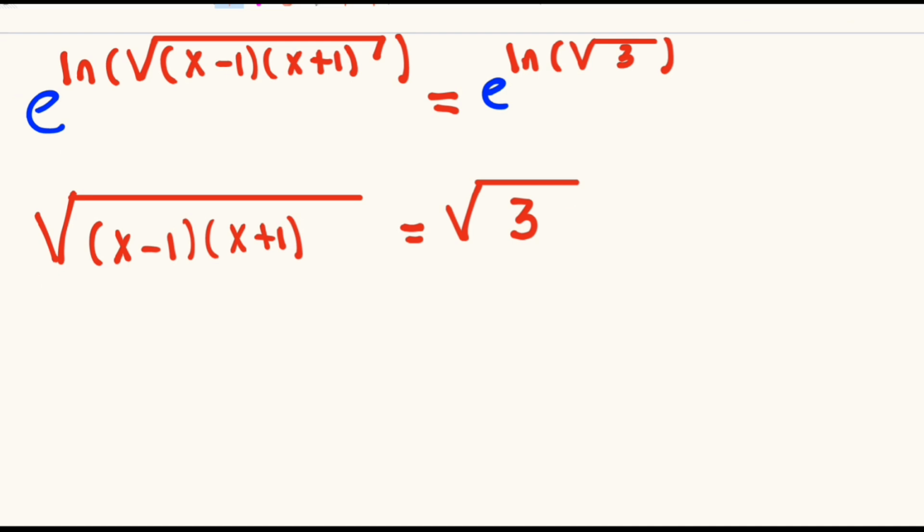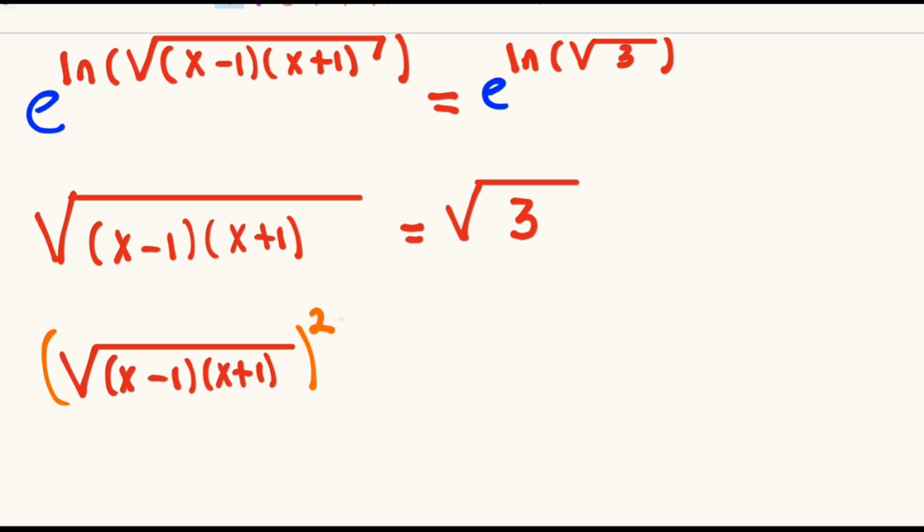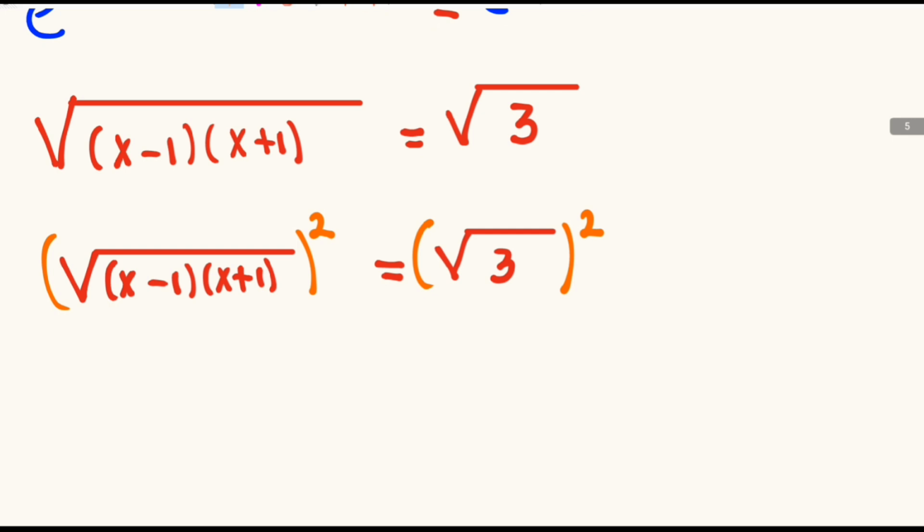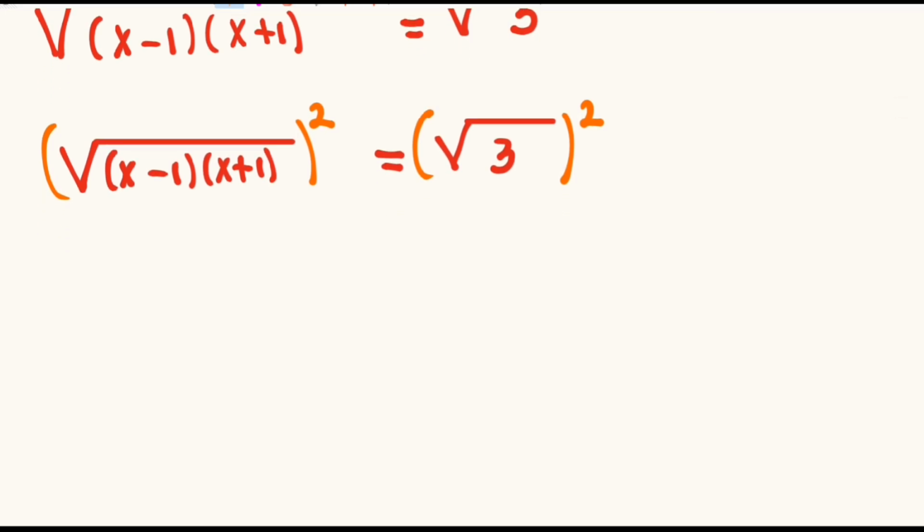We have to get rid of the square root, so we introduce the square both sides of the equation, and the square root of x minus 1 multiplied by x plus 1 raised to the power 2 will be equal to x minus 1 multiplied by x plus 1, and this will be equal to the square root of 3 raised to the power 2, which is equal to 3.